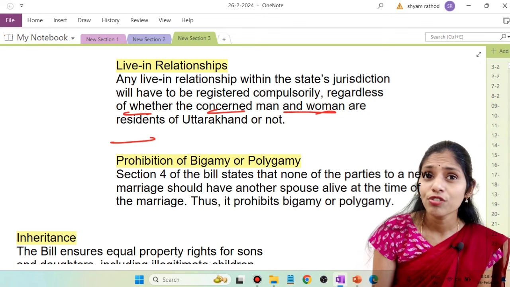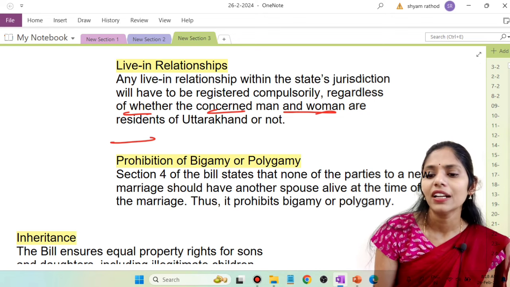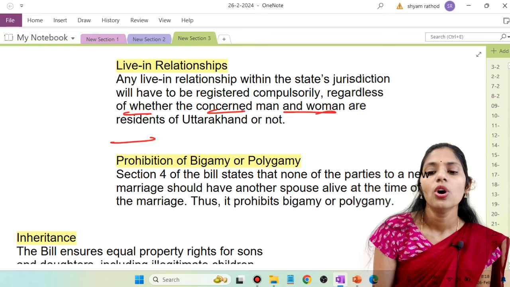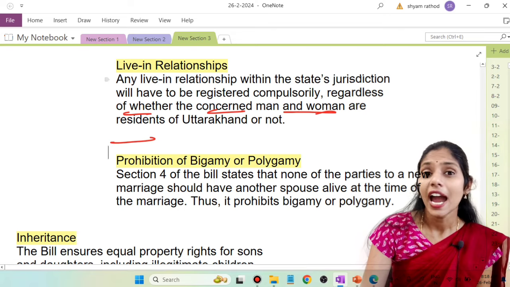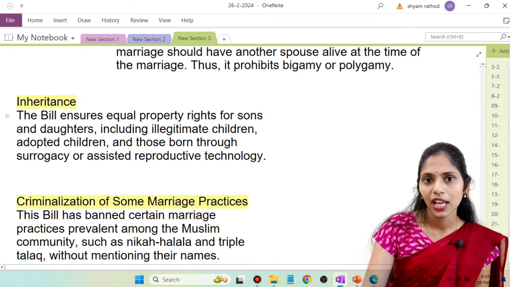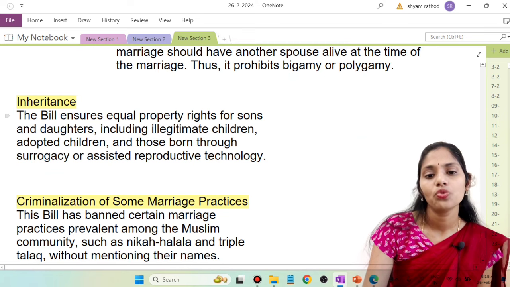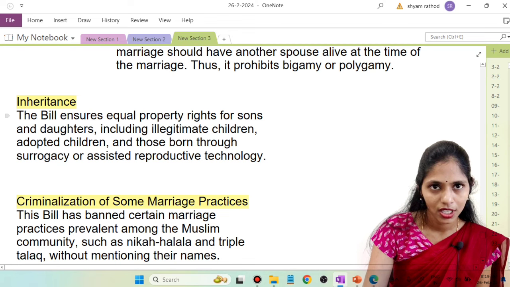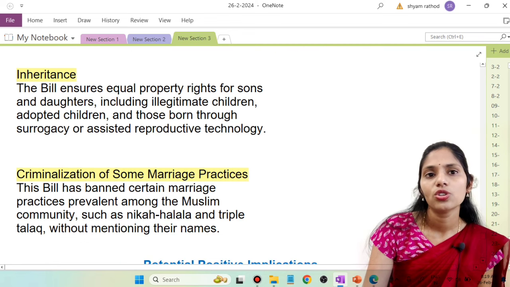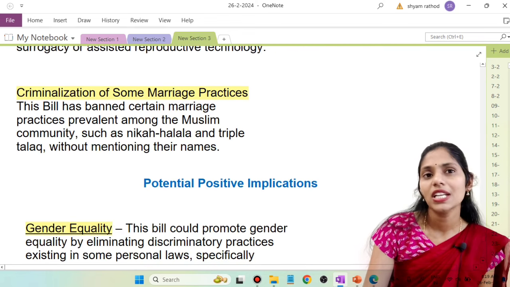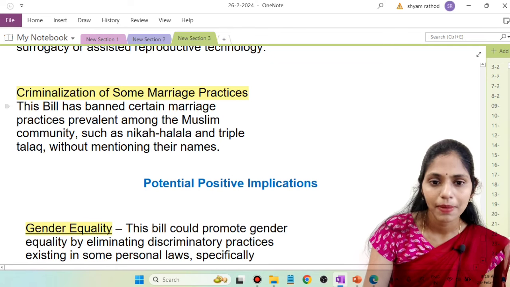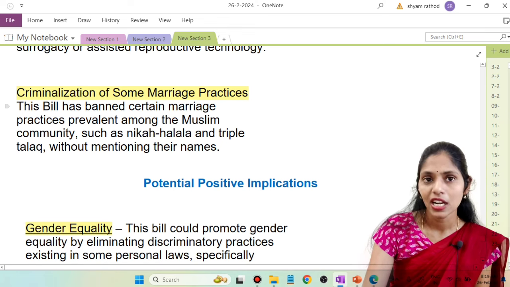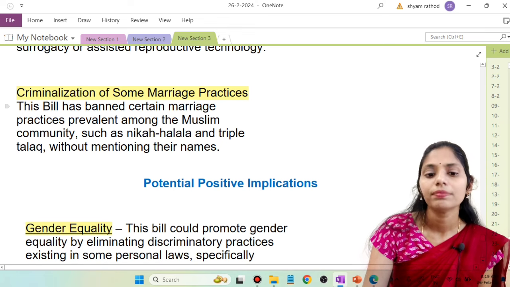And this one is also prohibiting bigamy or polygamy. Section 4 of this bill states that none of the parties to a new marriage should have another spouse. There should be no bigamy or polygamy. And on inheritance, this bill will ensure equal property rights for sons, daughters, and even legitimate children, that means children born from a live-in relationship also have these rights. And next is criminalization of some marriage practices. For example, nikah halala, iddat and triple talaq, which are present in the Muslim code, have been banned.